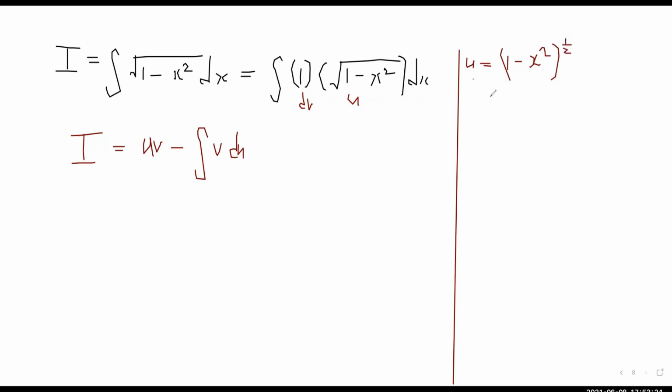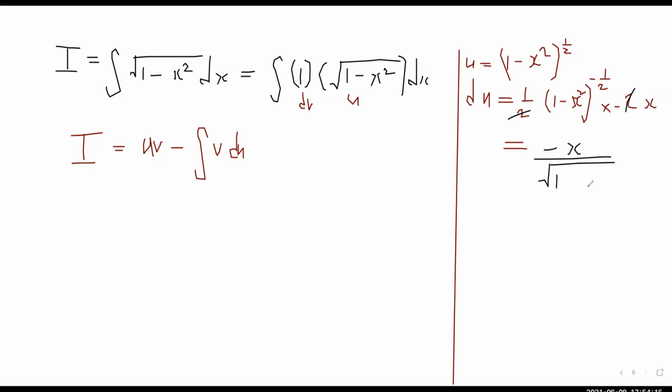And so to get du, what we're really saying is carry down the power half, subtract 1 from the power, so it becomes 1 minus x squared to the minus half. And then we're going to multiply it by the derivative inside of this bracket, which is minus 2x. So following that, we can simplify our du. This 2 cancels this 2. So du works out to be minus x over the square root of 1 minus x squared.